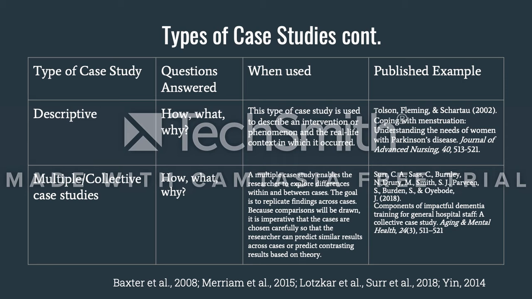When looking at multiple or collective case studies, they also answer the questions of how, what, and why. A multiple case study enables the researcher to explore differences within and between cases. The goal is to replicate findings across cases. Because comparisons will be drawn, it is imperative that the cases are chosen carefully so that the researcher can predict similar results across cases or predict contrasting results based on theory. This type of study involves collecting and analyzing data from several cases and can be distinguished from the single case study that may have subunits or subcases embedded within them.